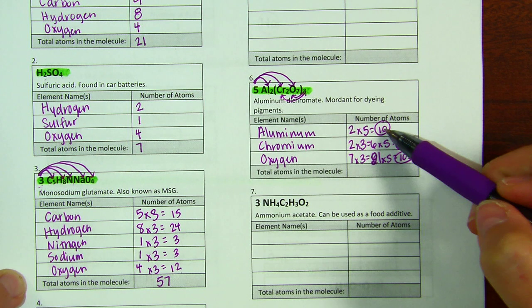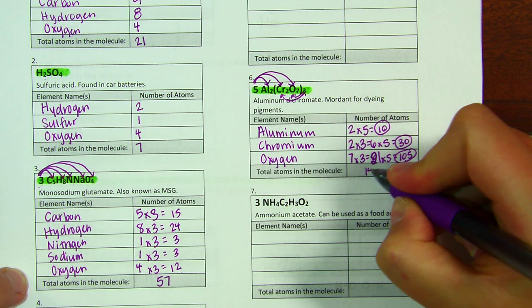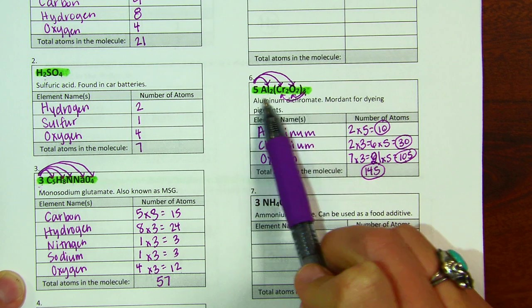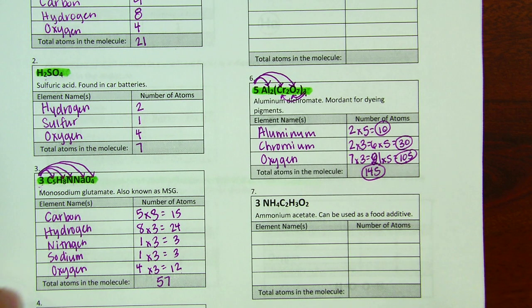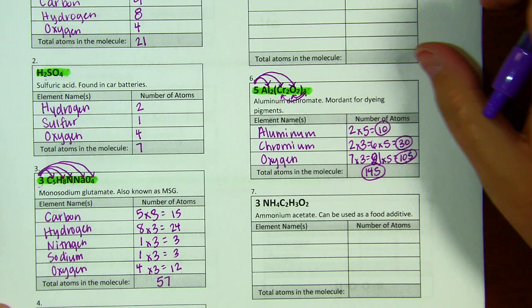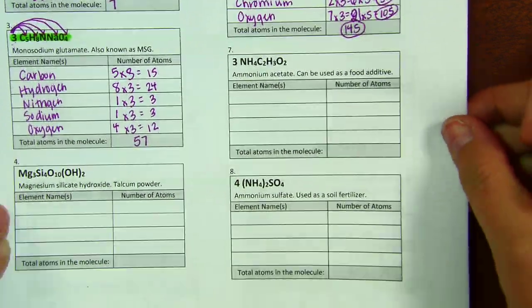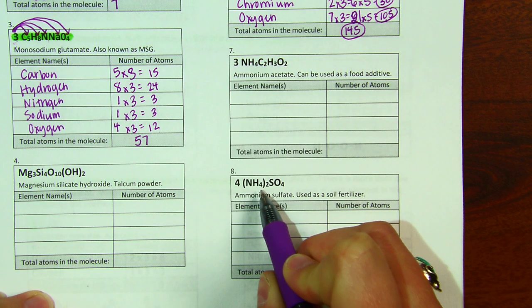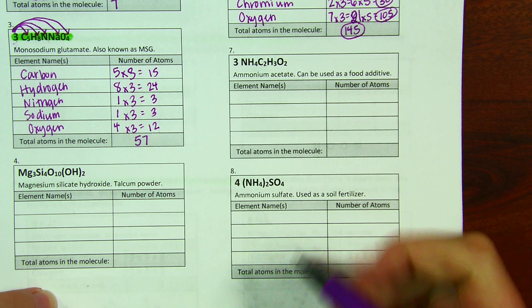And then I would add them all together as my last step. And I would get a total of 145 atoms in this entire molecule, or 5 of these molecules. All right, I'm going to do one more with y'all just for good measure. So I'm going to look down at number 8. So number 8, we have subscripts, we have parentheses, we have coefficients. We've got it all. Our first step is to write out the names of our elements.